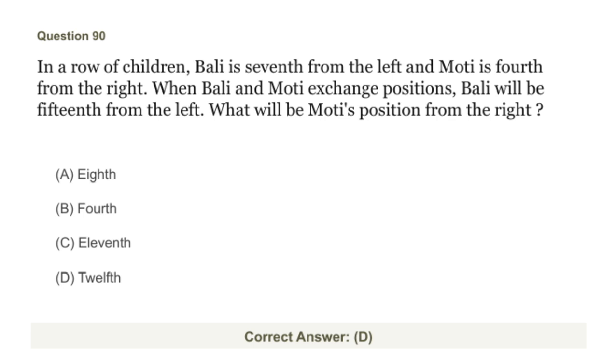Now, because Bali's position from the left is now 15, and we know Bali was originally 7th from the left, the total number of children in the row can be deduced. The difference between Bali's original position and her new position tells us that there are some children between her original position and her new position, which helps us find Modi's original position from the right. By working through the calculations, we find that Modi's position from the right ends up being 12th. So Modi's position from the right is the 12th, and that's why the correct answer is option D.